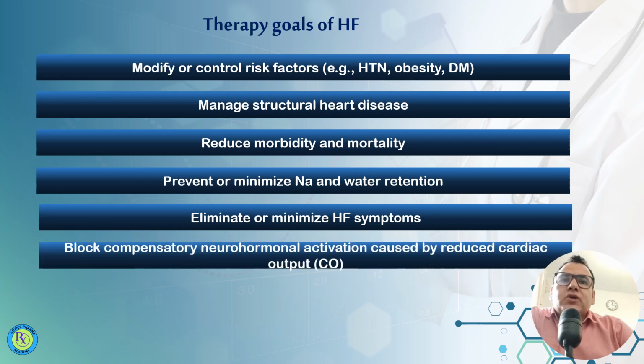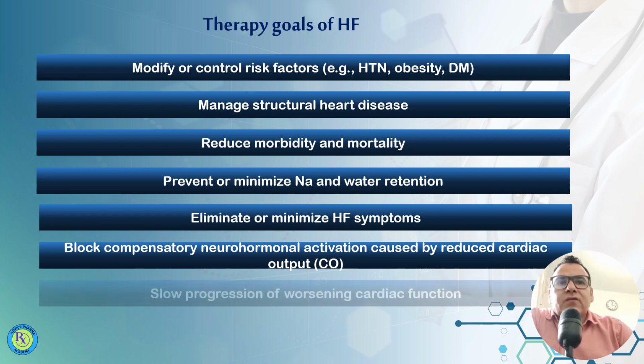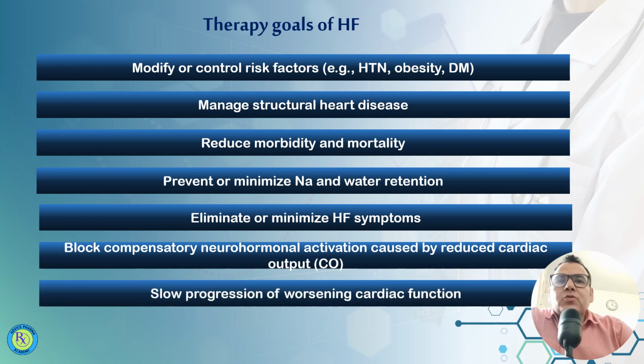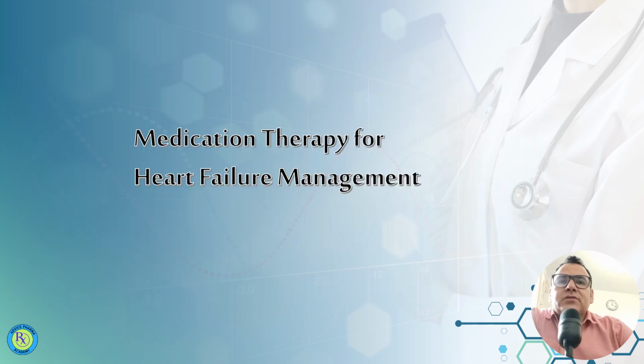Block the neurohormonal activation caused by reduced cardiac output. Reduced cardiac output will increase sympathetic neurohormonal activation and also will increase the renin-angiotensin system. So the aim is to reduce these two mechanisms, which will further deteriorate heart failure, by using beta blockers and ACE inhibitors or ARBs. This is why these two medications are very important in heart failure. Also, slow progression or worsening of cardiac function.